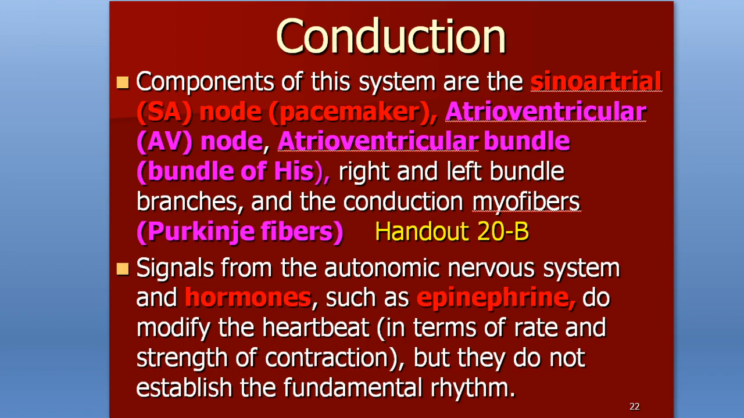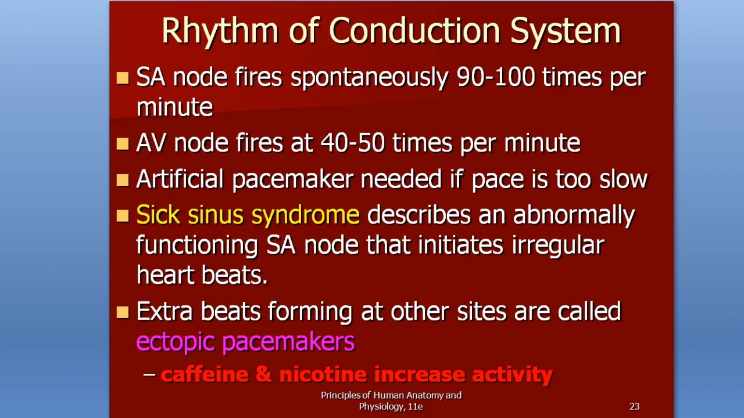So in other words, we can speed up the heart with hormones. We can speed up the heart with our nervous system. Our brain can send a signal telling the heart to beat faster when we're running. But the heart itself establishes the fundamental rhythm. All right? Now, this fundamental rhythm is going to move through the heart in a systematic way. It says that the rhythm of the conduction system starts at the SA node, and it moves from the SA node to our AV node, and then through the rest of the heart.